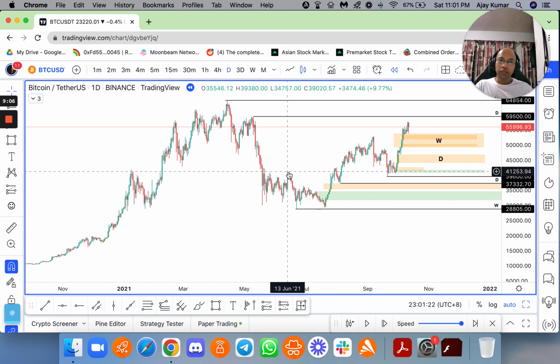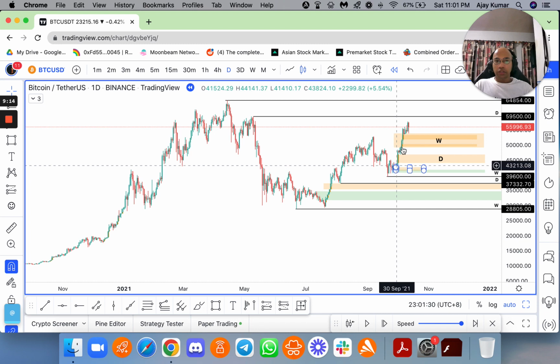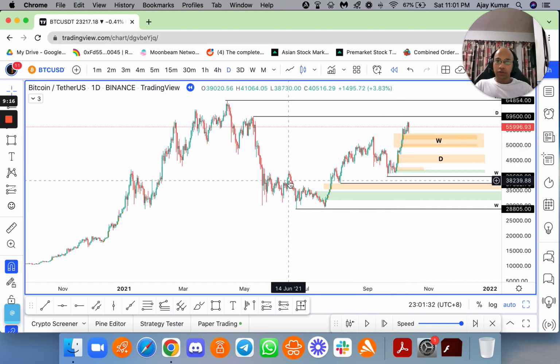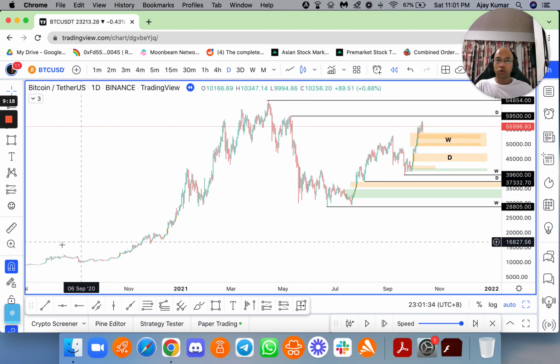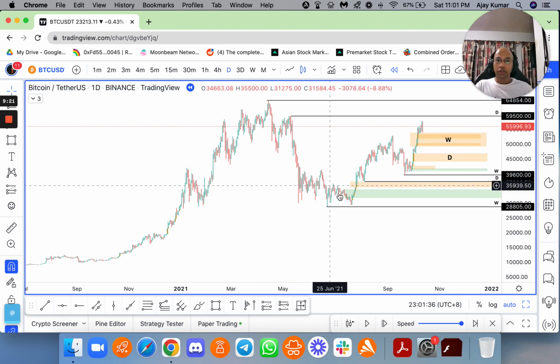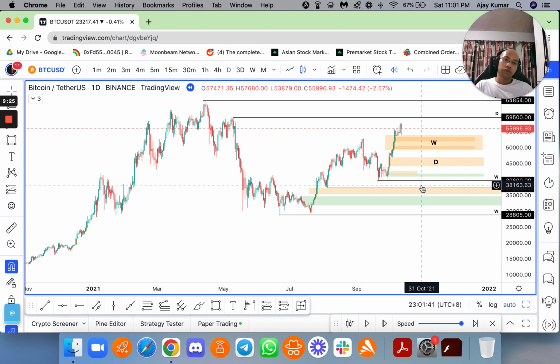I think we turned bullish when we breached this high, this lower high. When this lower high was breached, we turned bullish. Okay, so now we are in a bullish trend. Okay, if you look at the overall, okay, high, low, higher high. That's what we are expecting.